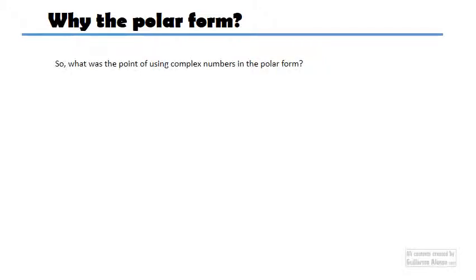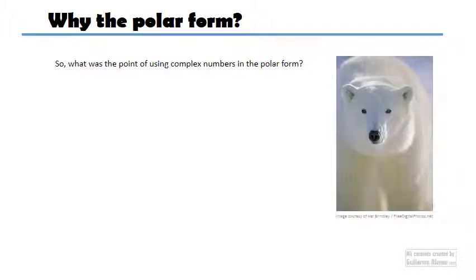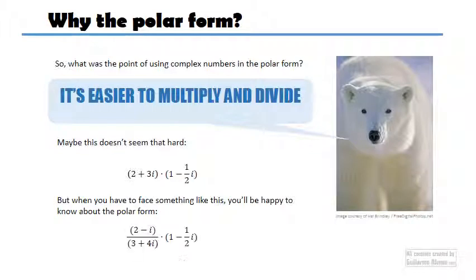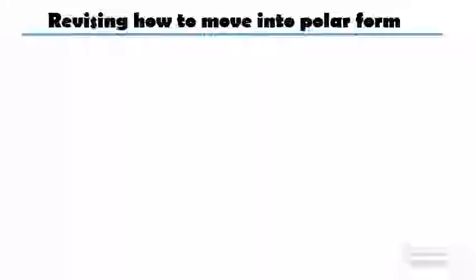So again, what was the whole point of using complex numbers in the polar form? Here I have a little friend to remind me: because it's easier to multiply and divide. For example, you might think, well, I kind of like the Cartesian form a bit more. I think that this is not that hard to deal with. Well, when things start to get a bit more messy and you end up with something like this, you will be happy to have the polar form to operate with because it's going to be easier.